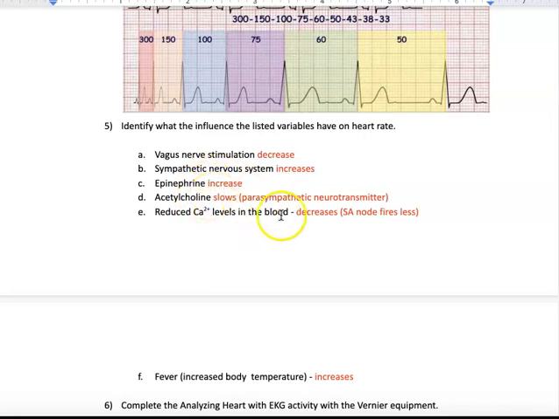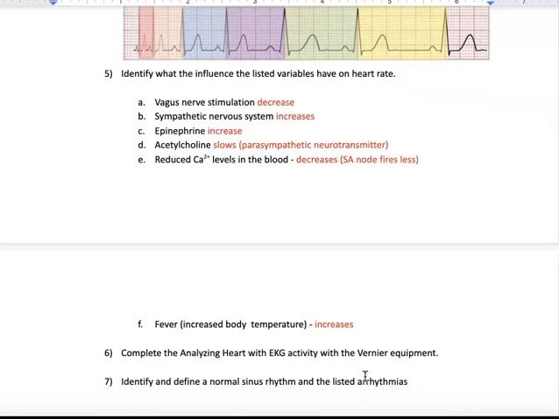If you reduce the calcium levels in the blood, we went through this in lecture, but remember the SA node fires faster because it has more calcium coming into it. So if you reduce the calcium levels in the blood, it will decrease the SA node firing and thus decrease heart rate. The last one here is the effect of fever. Fever is going to increase your heart rate, get that blood flowing, move that immune system around.